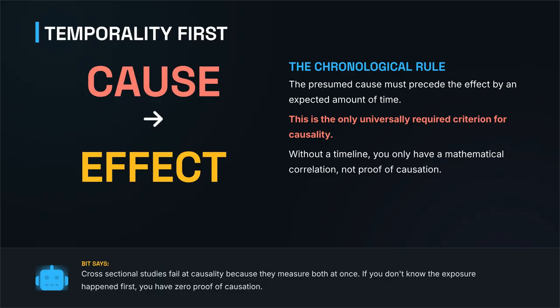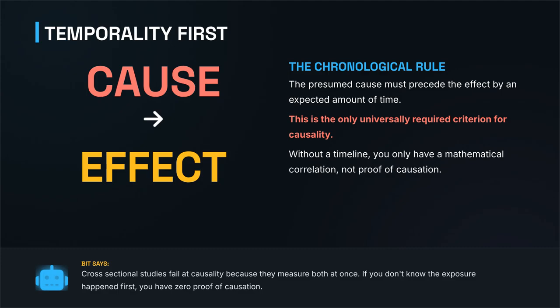If you find that depressed patients eat a large amount of junk food, you cannot immediately conclude that junk food causes depression. It is entirely possible that depression causes patients to seek out comforting junk food. This phenomenon is known as reverse causality. The only way to completely defeat reverse causality is to establish strict temporality. You must prove that the patients were eating junk food long before they ever developed the initial symptoms of depression.